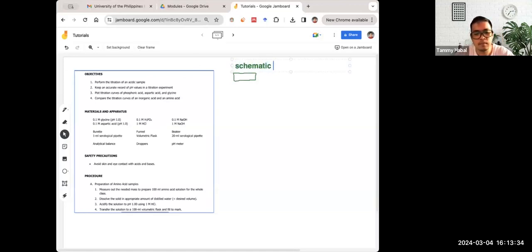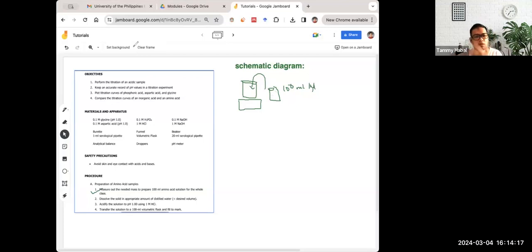You measure the needed mass. You have your setup here, your beaker. How do you measure the needed mass? You get it from your container. How many grams? 100. Measure out the needed mass to prepare 100 ml amino acid solution for the whole class. Of course, that's for the monitors to do.